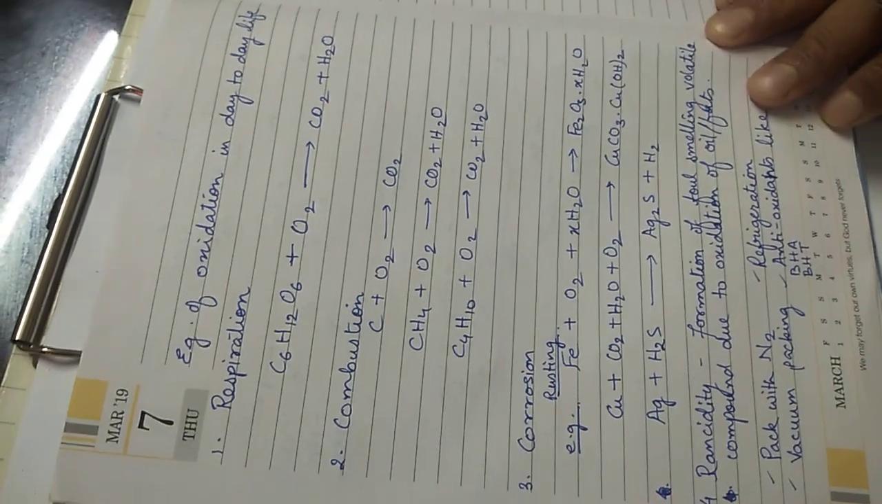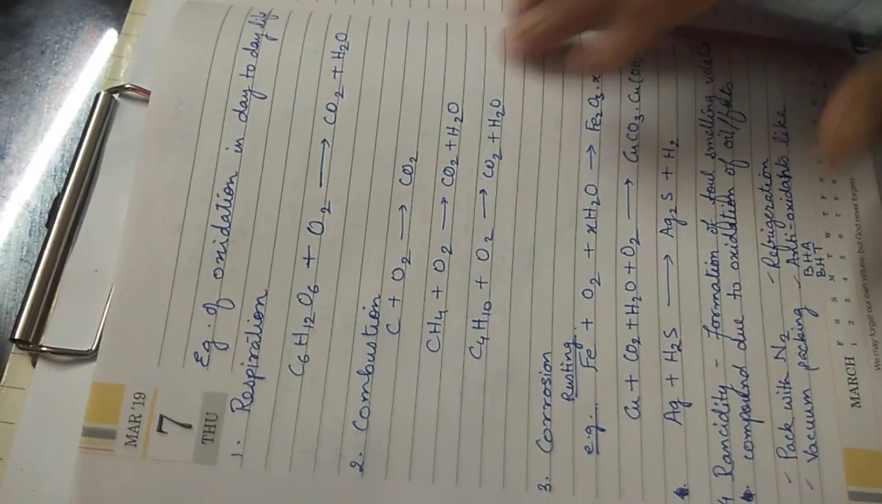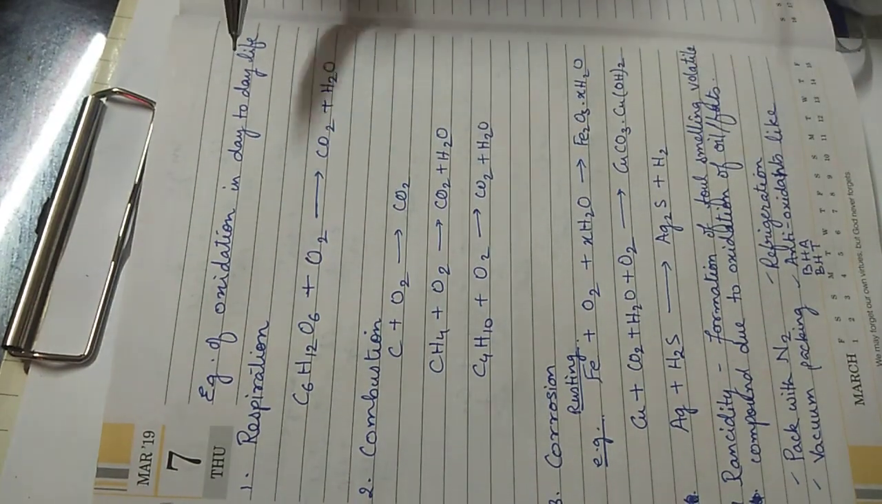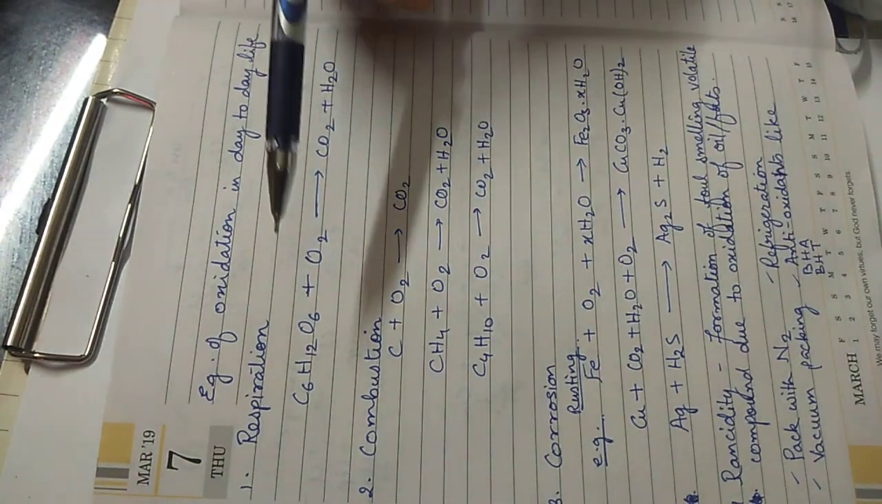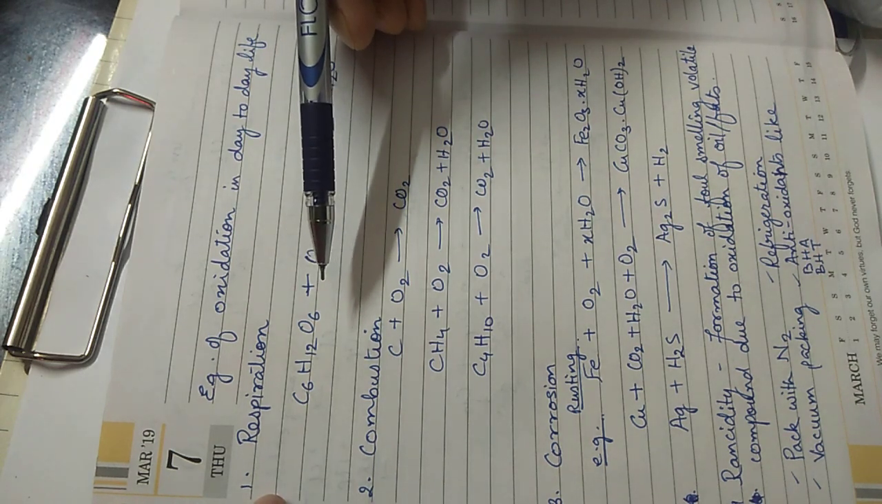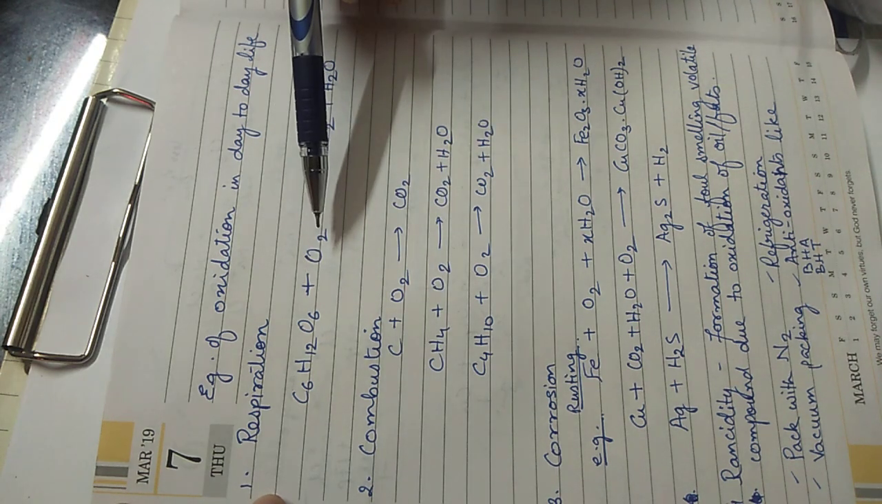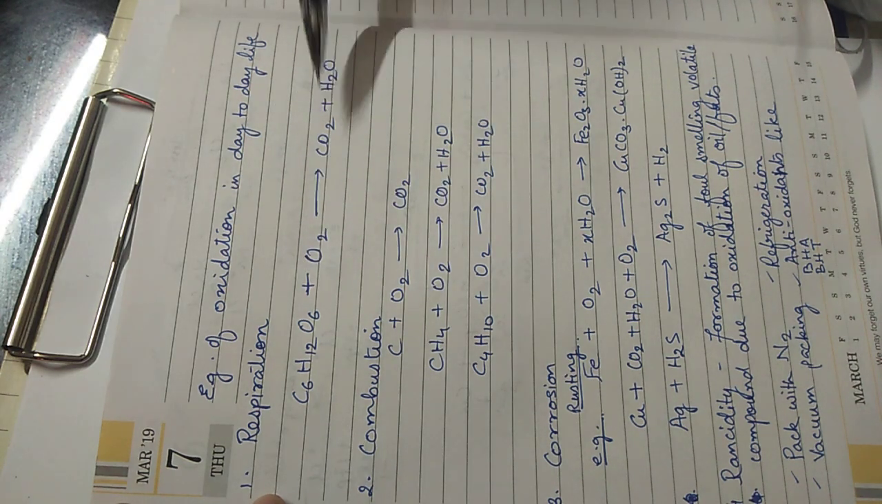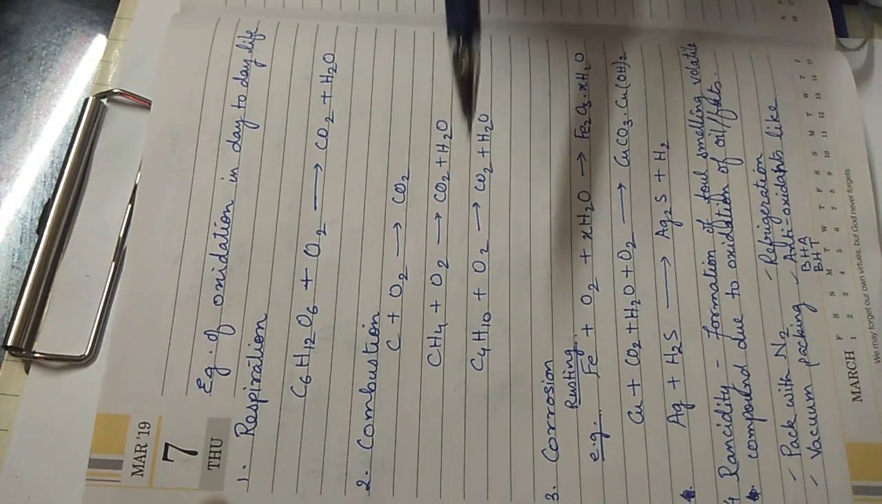At the end of the chapter, those are the different types of reactions given. In the end of the chapter, they have discussed examples of oxidation in day-to-day life. One example of oxidation is respiration, where glucose is oxidized. In biology you will get this in detail: glucose is oxidized in the cell, and we get carbon dioxide, water, and chemical energy in the form of ATP.